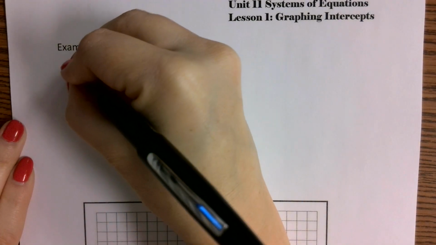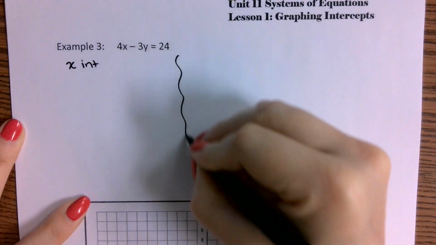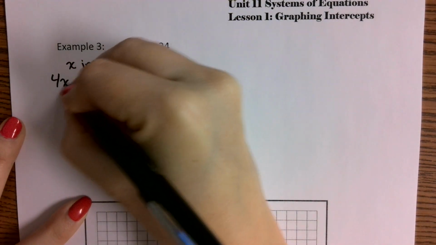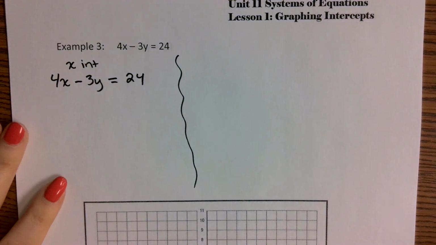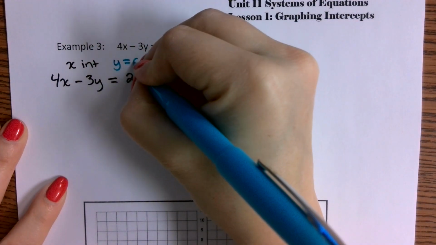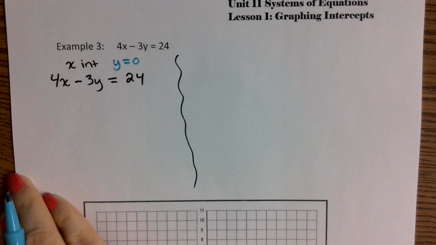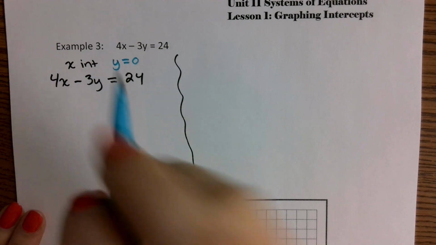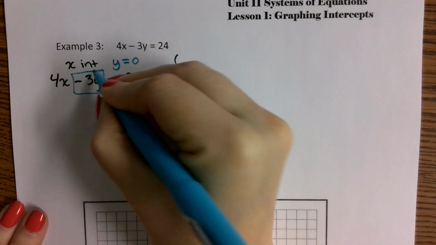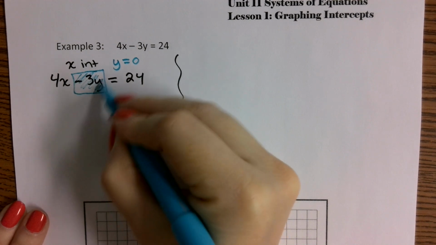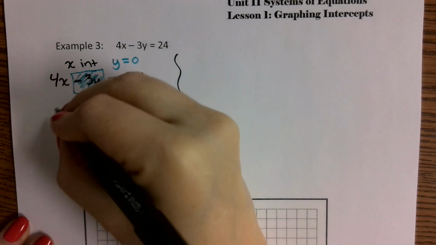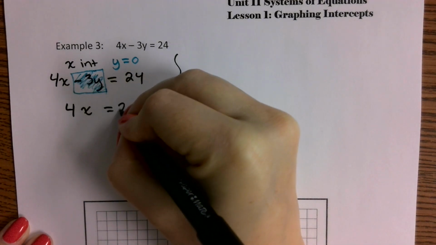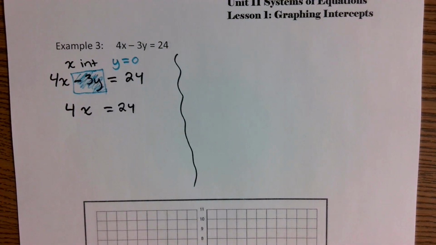So let's start with the x-intercept. My equation was 4x minus 3y is equal to 24. And with my x-intercept, I know that my y value has to be equal to 0. But here's the nice thing. If I plug 0 in for my y, it's essentially like saying, hey, this y term never even existed. I can cross it off. I'm really just left with the equation 4x is equal to 24. That's a simple one to solve, isn't it?